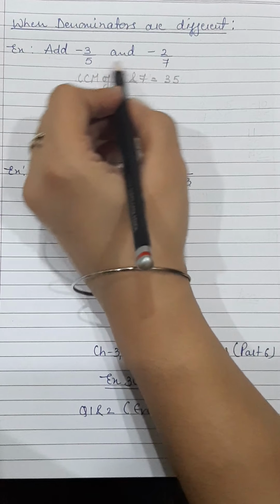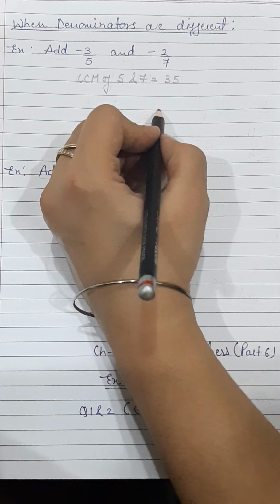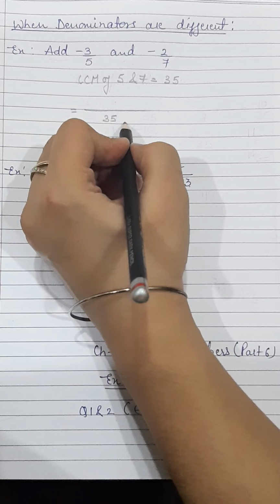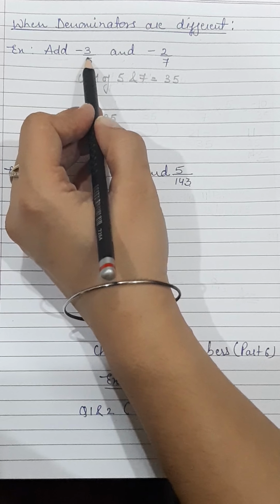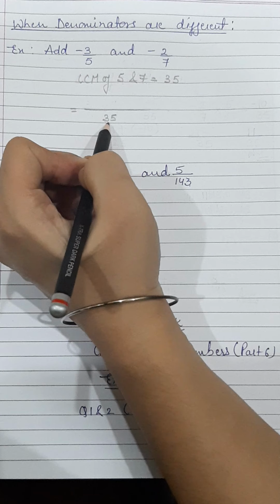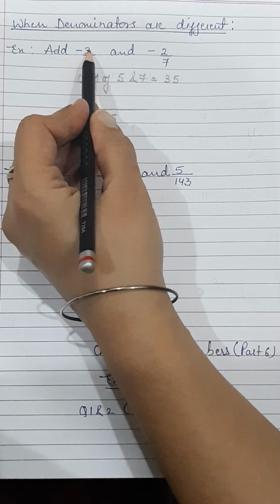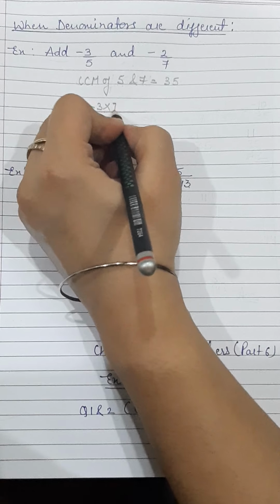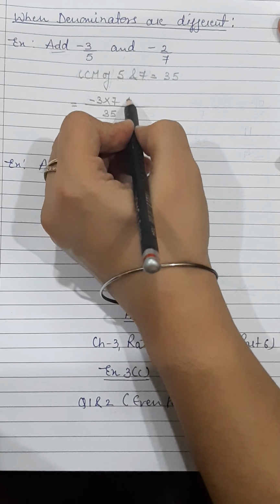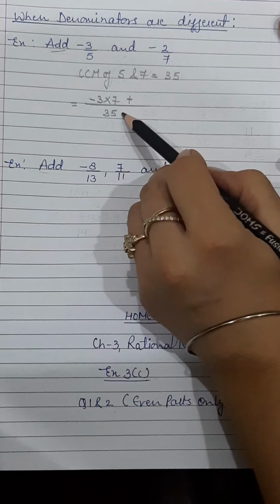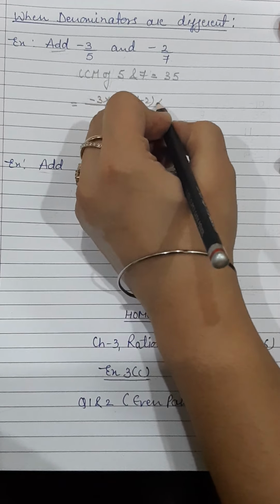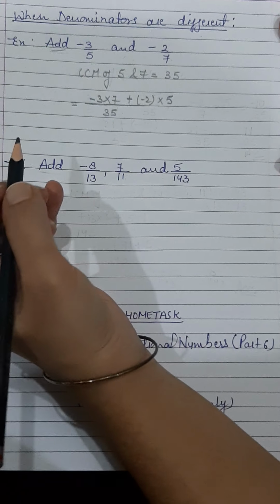Now you have to make its denominator as 35. Clear? So you have to write once 35 as a denominator. So with 5, which number you have to multiply to make it as 35? 7. So 5 sevens are 35 and 7 should be multiplied with minus 3 also. Right? So and addition means plus. Again 7 5s are 35 and 5 should be multiplied with minus 2. Minus 2 into 5. Clear?